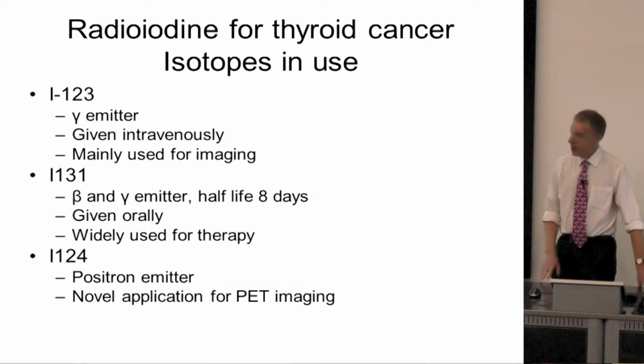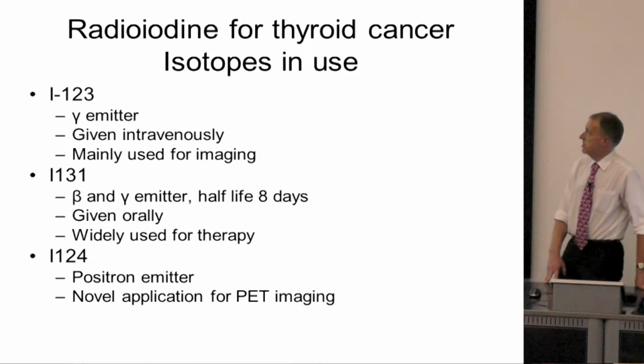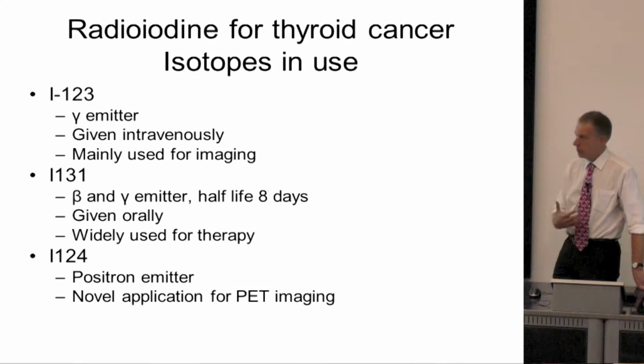So there are a number of different isotopes that we use for different purposes in thyroid cancer management. I123 is a pure gamma emitter, and that's quite useful for imaging. So it doesn't really deliver therapy because it doesn't deliver much energy locally. But it does mean if you want to do a scan, for example, to detect whether the patient's got metastatic disease anywhere, you can give them an injection of the I123, do a scan a few hours later, and the isotope will have localized to any areas of cancer in the body, and you can detect it with a gamma camera.